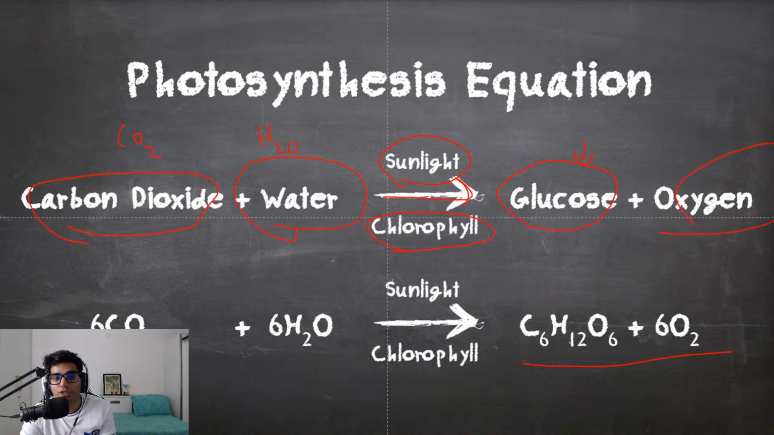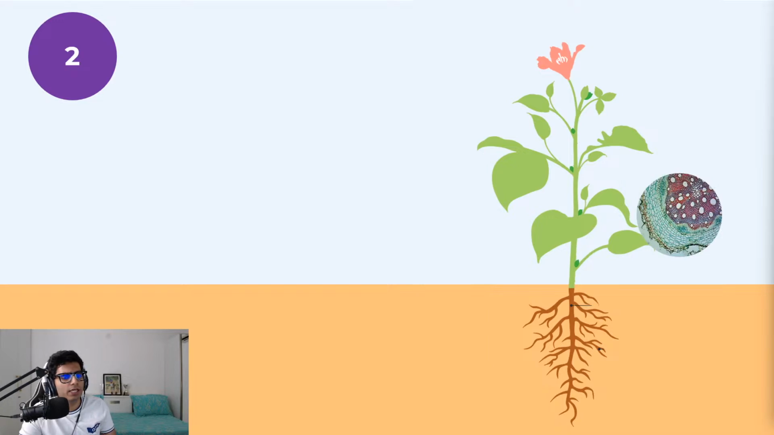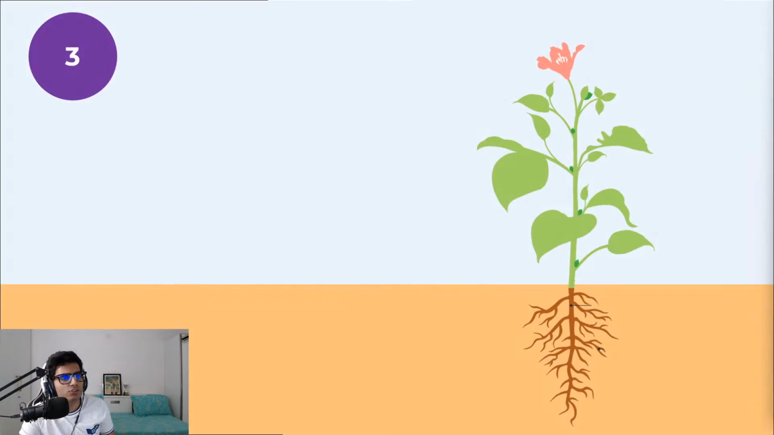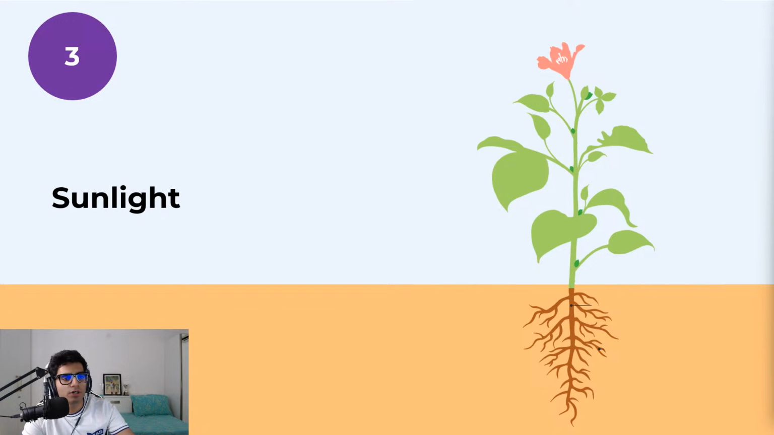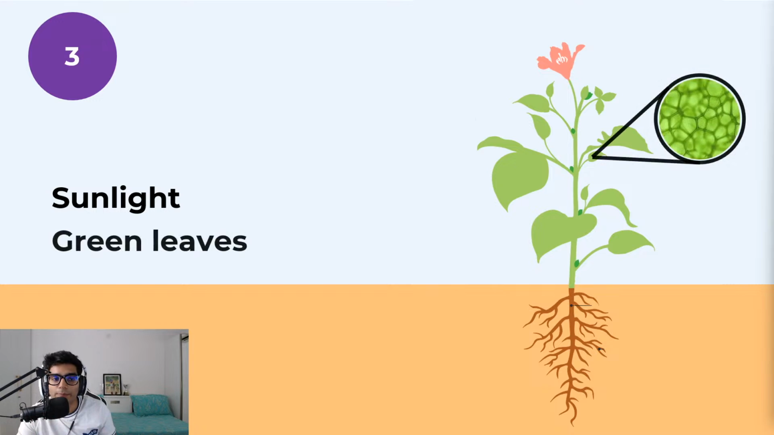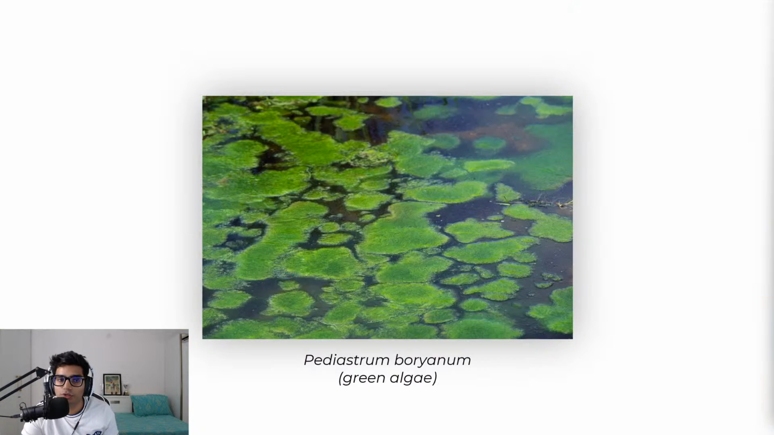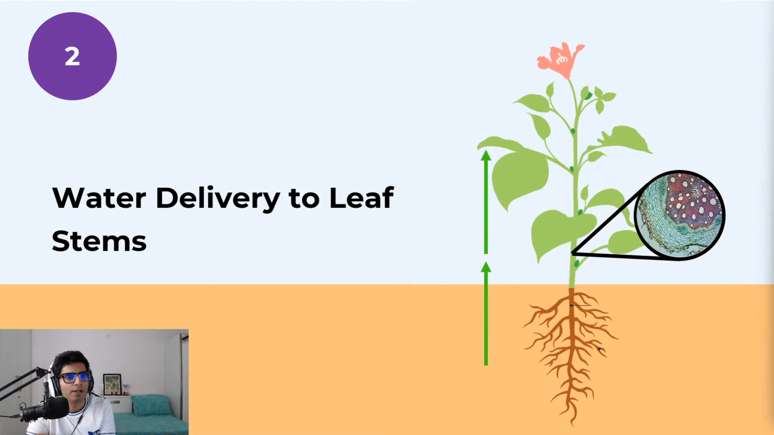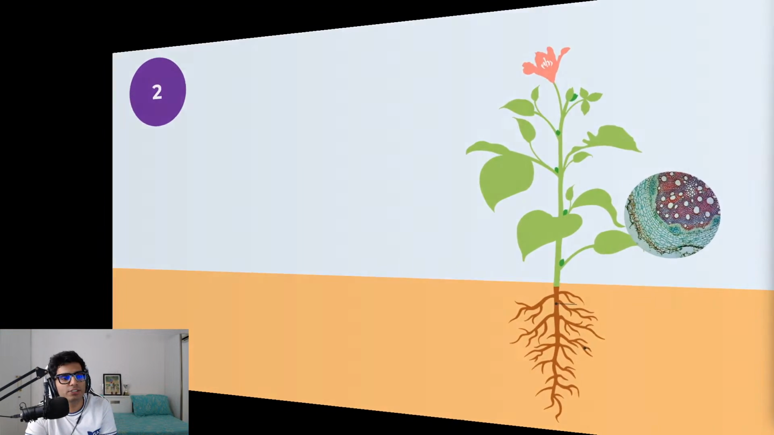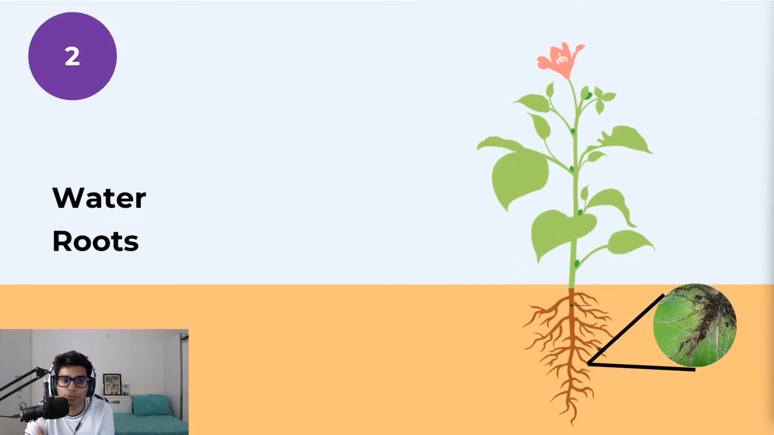I'm just going to give you a quick recap. Let's talk about the third. Third is the sunlight, right? Sunlight is very important. The green leaves, we know, the algae also produces food, right? In the presence of sunlight, the plants can make their food.